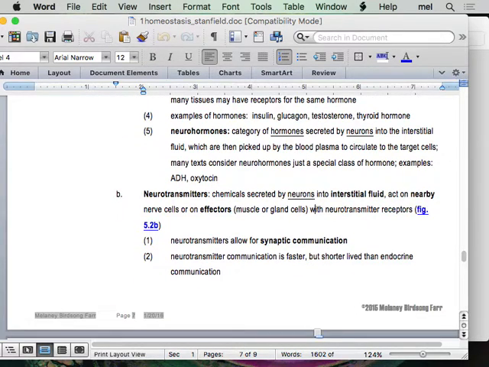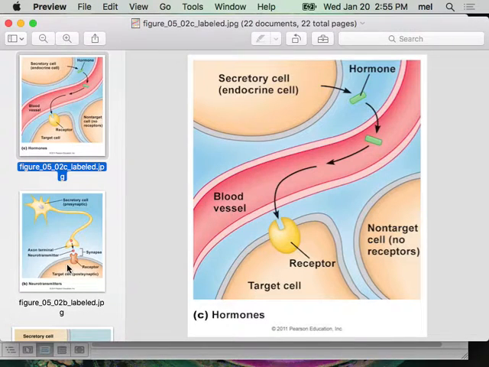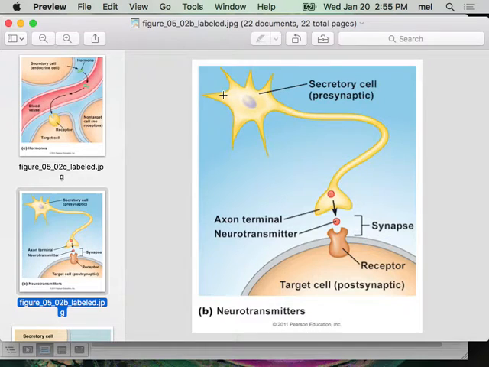Neurotransmitters have to meet two criteria, not just one. They have to, yes, be released by a neuron, okay? But they also have to be released right next to the receptor, okay? Because if they were released by a neuron and dumped into the bloodstream, then they would be categorized as what? Hormones, exactly. So they have to be released by a neuron right next to the receptor. This allows for what we call neural communication or synaptic communication.